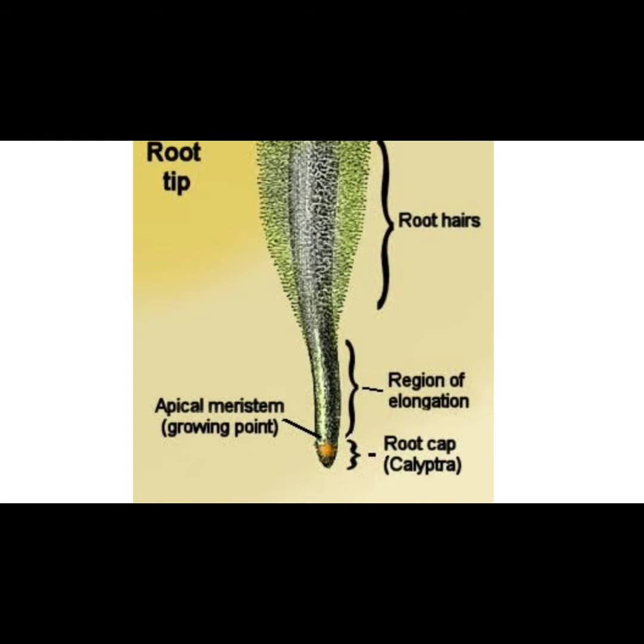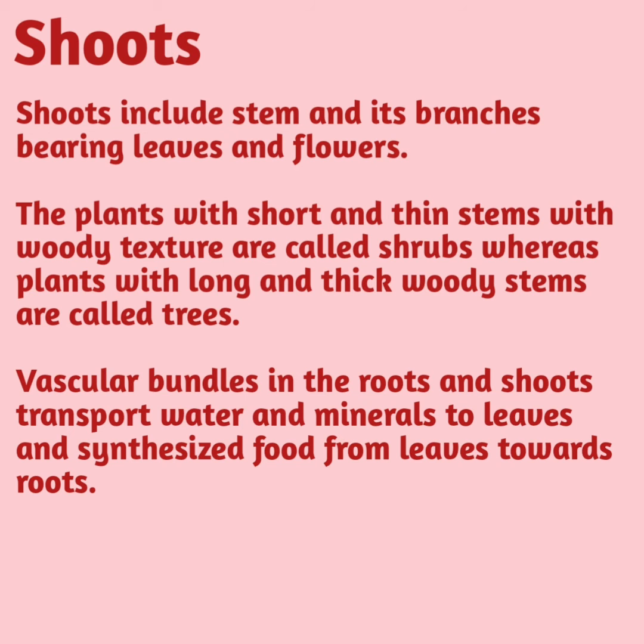Here we can see a magnified image of the root tip. We can see the root hairs, the growing area, and the root cap in this image. Above ground part of the plant is called the stem. The stem contains several branches that carry leaves and flowers. Stem and its branches are collectively called shoots.